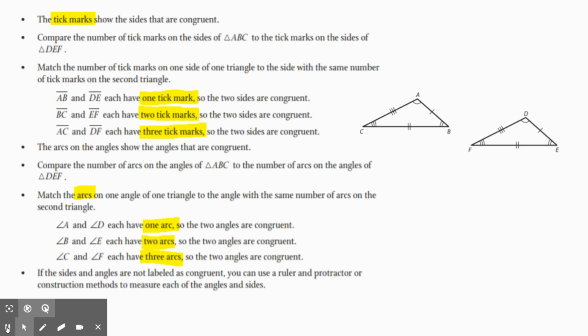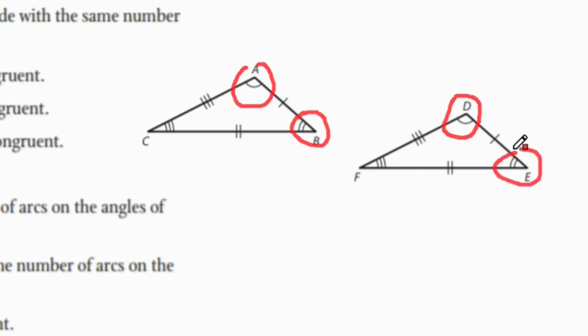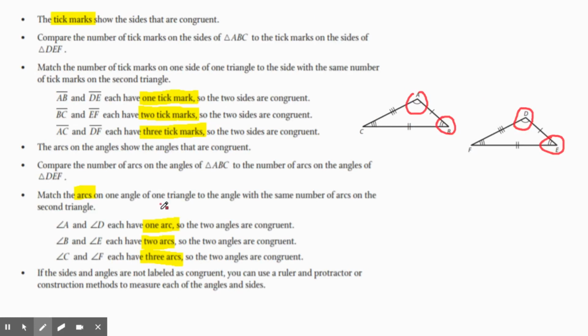To help you keep track in the picture, for side lengths, we use tick marks. Tick marks are the lines that you see drawn on the segment. Notice how line segment AB has 1 tick mark, and we show that it's congruent to line segment DE on the second triangle. For angles, we use the arc. Notice how angle A has 1 arc and angle D has 1 arc. Angle B has 2 arcs, angle E has 2 arcs. That means that they correspond with each other based off the number of arcs.